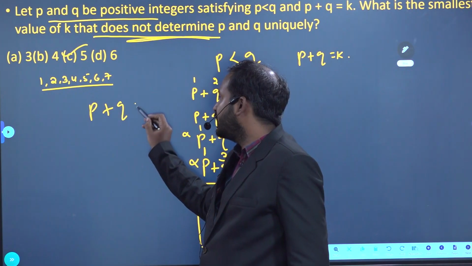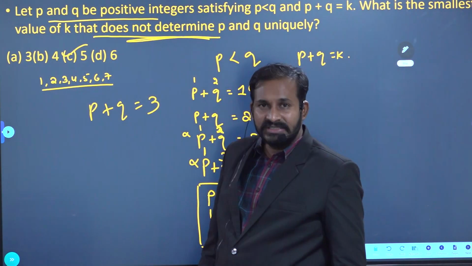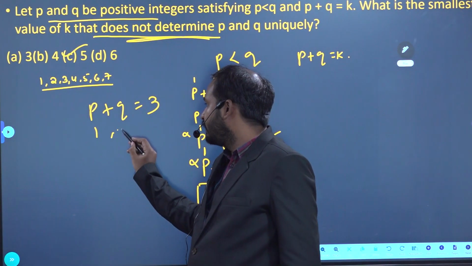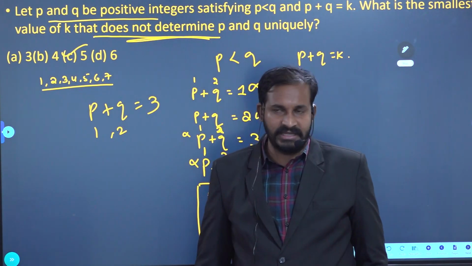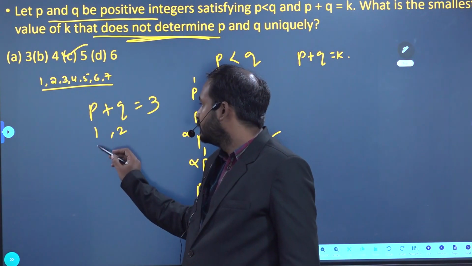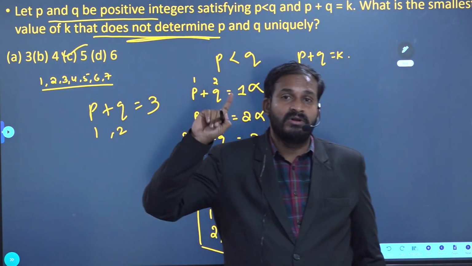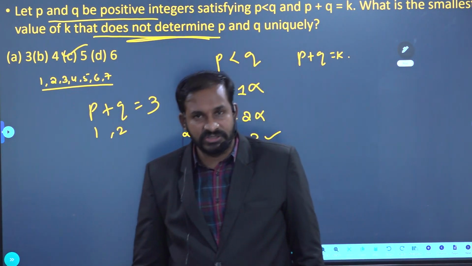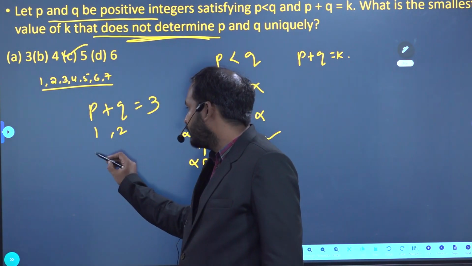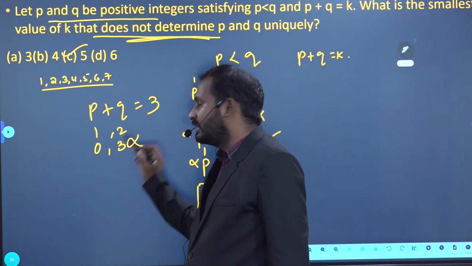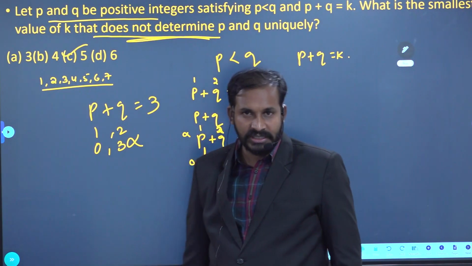p plus q, take it as 3. What are the chances? I can take 1 and 2. Apart from that, I cannot take any other value. So that is not my answer. See students, once again I am repeating, 0 is neither positive nor negative. You cannot take that as a positive integer. Don't say, sir, I will take 0 and 3. You cannot take that one.